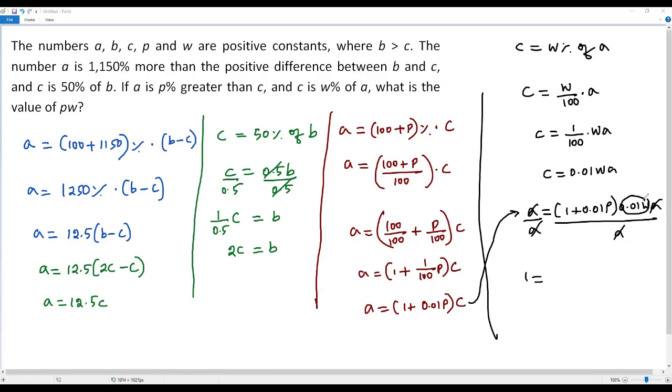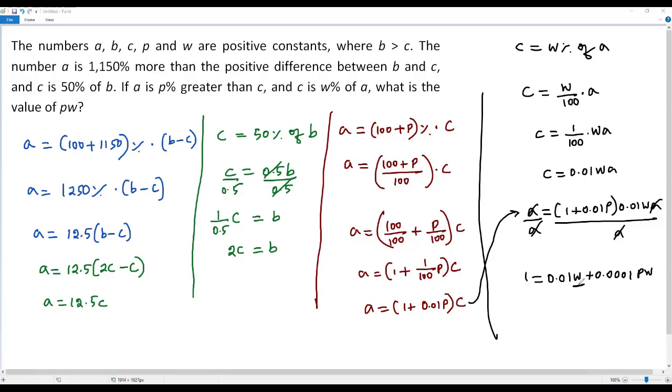Now we can distribute this 0.01 times W to each term inside the parenthesis. When I distribute it to 1, I'm getting 0.01 W. When I distribute it to the other term, first I have to multiply 0.01 by 0.01, then I'm getting 0.0001 P times W. Here in this equation, our aim is to get the value of P times W. To get it, we still need the value of the unknown constant W. How do we get the value of this W?